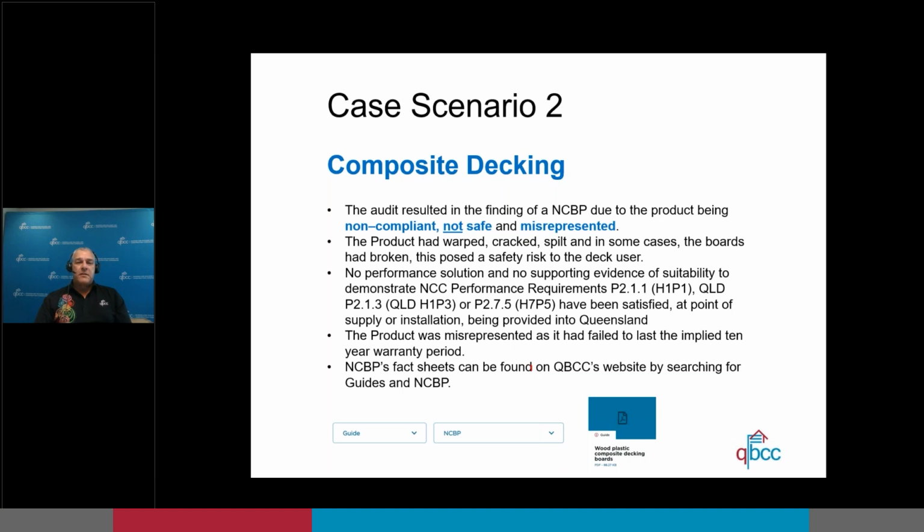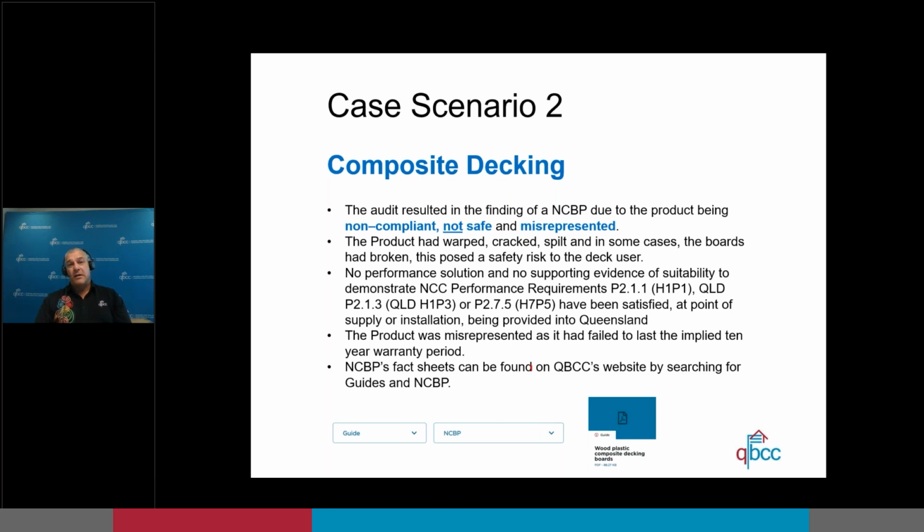Now, whilst I mentioned the thing about the windows and that sort of thing before, or this product here, we don't publish a list of NCBPs. And the window one is a good example. It got fixed. So you wouldn't say, oh yeah, that one by XYZ manufacturer was an NCBP, because the manufacturer, supplier and the builder went away and fixed it. So I don't believe there's a need to put a list up for that sort of thing. The only time that a list is published is when it's required under legislation.